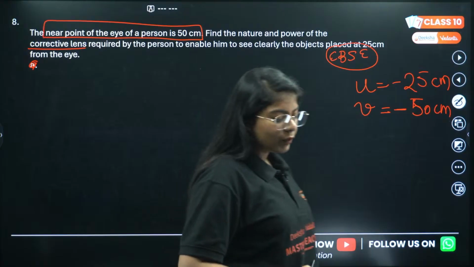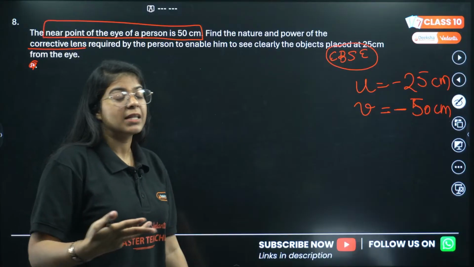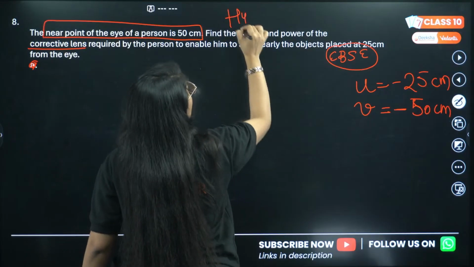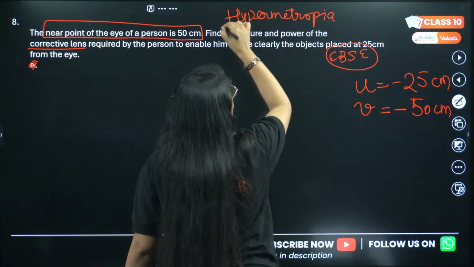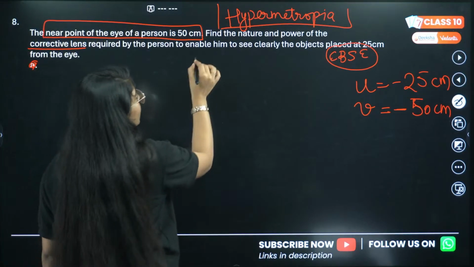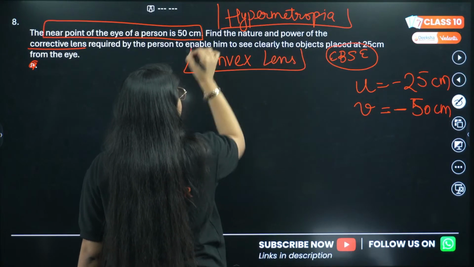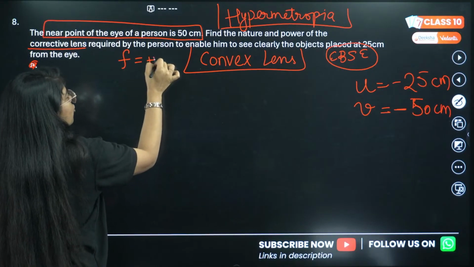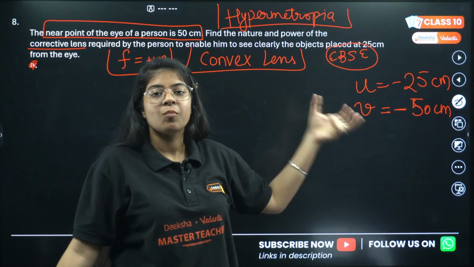So what will we do now? We can find the focal length and then tell what kind of lens this is. But we can clearly see it is a defect of hypermetropia, because the person cannot see objects at 25 centimeter, the near point has shifted. That means the defect is hypermetropia, and to correct hypermetropia we use convex lens. The focal length of a convex lens should be positive. Let us see if my calculation gives the focal length as positive or not.